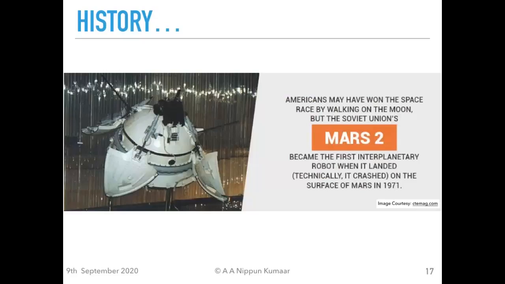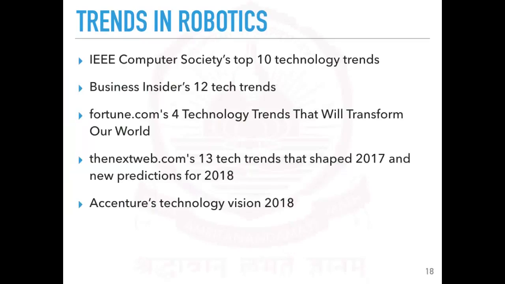So that's a brief history. So what are the trends in robotics? Just giving top companies' or top societies' ideology on this particular field: IEEE Computer Society's top 10 technology trends, robotics is one of it. Business Insider's top 12 tech trends, robotics is one of it. And Fortune.com's core technology trend, again, robotics is one. Then Nextweb.com's 13 technology trends, Accenture's technology vision. This is just to name a few. Any MNC you take now, they will have some research going on in robotics or its allied field. So that's how it is.